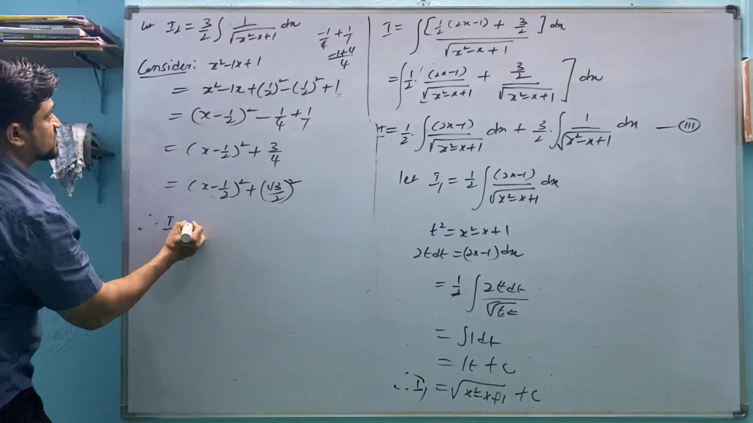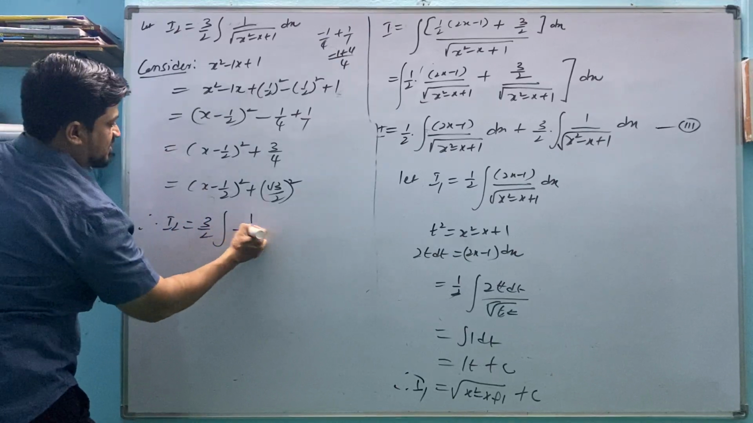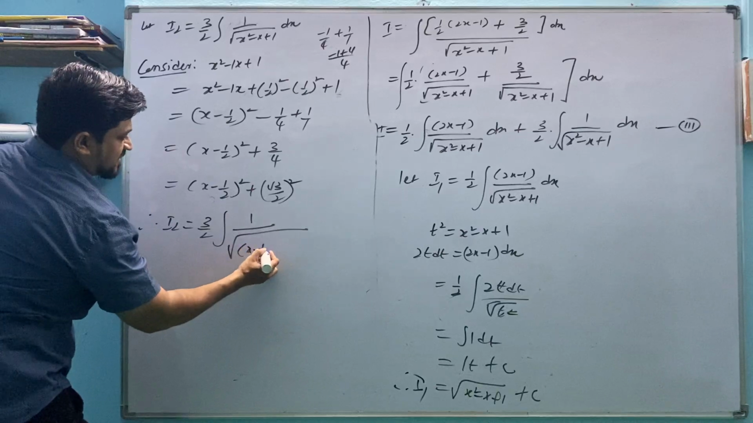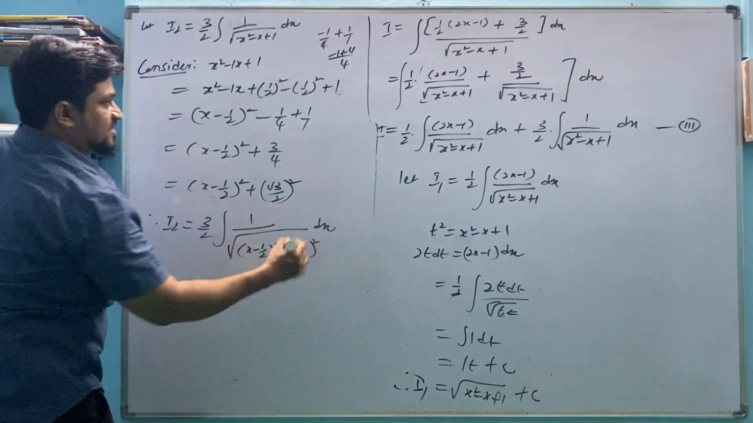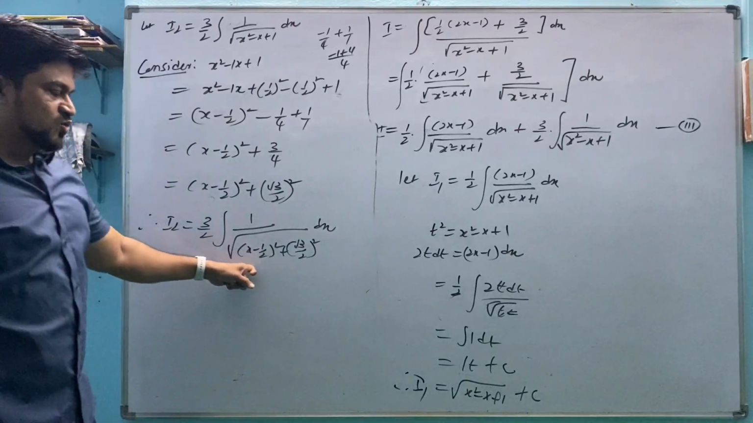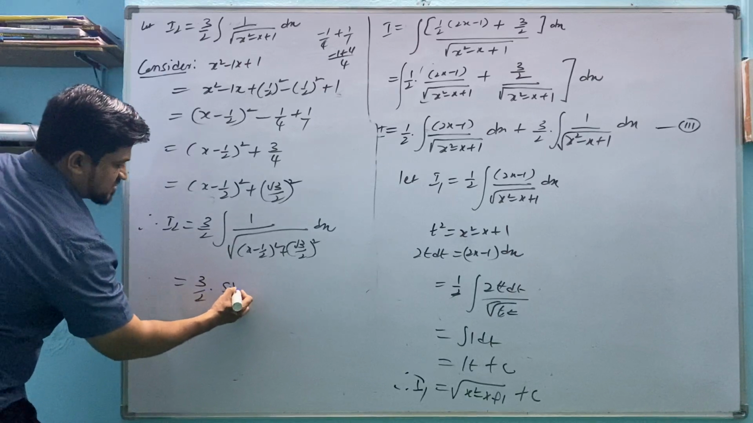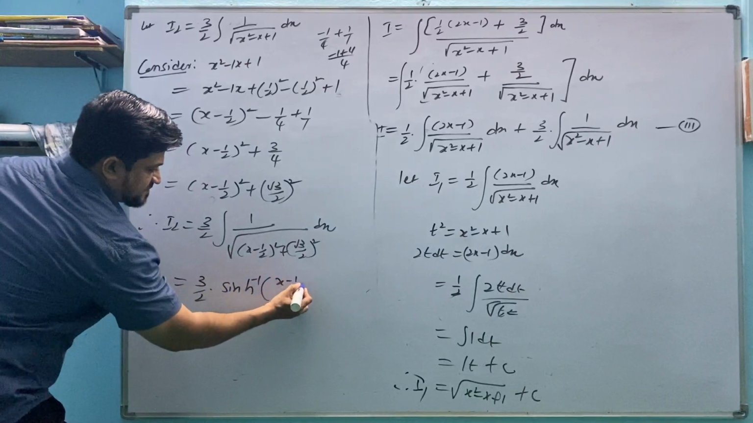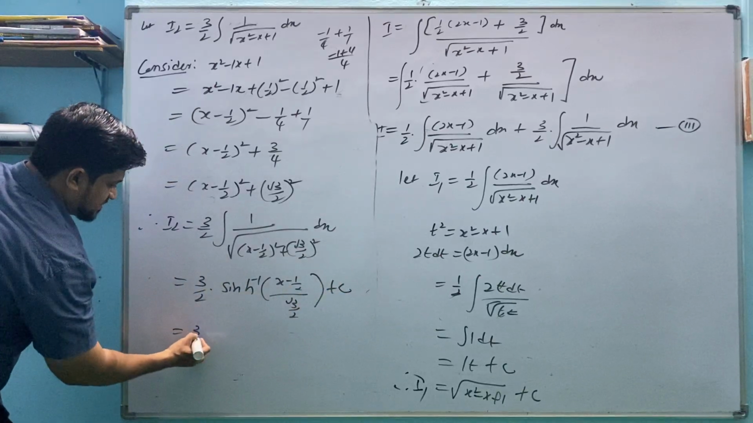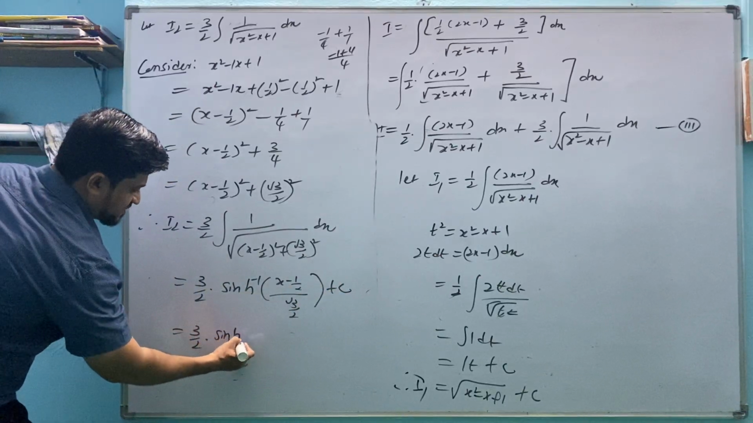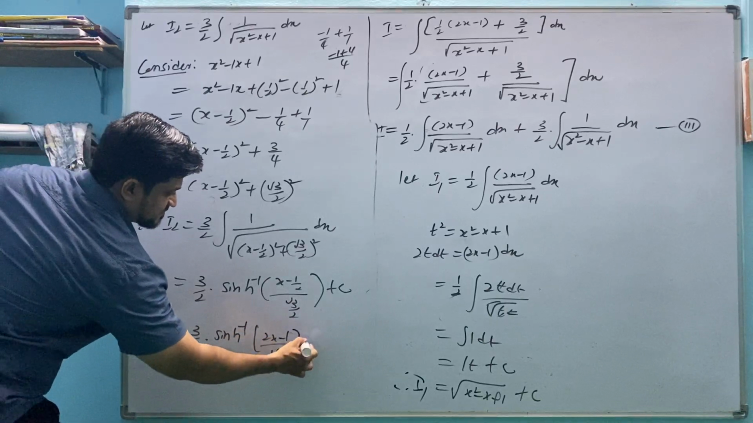Therefore, I2 equals 3 by 2 integral 1 by root over (x minus 1 by 2) square plus (root 3 by 2) whole square dx. Now this is 1 by root of x square plus a square, which is sinh inverse of x by a plus c. So this is 3 by 2 sinh inverse of (2x minus 1) by root 3 plus c.